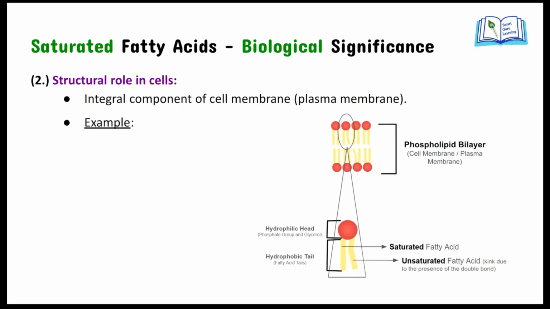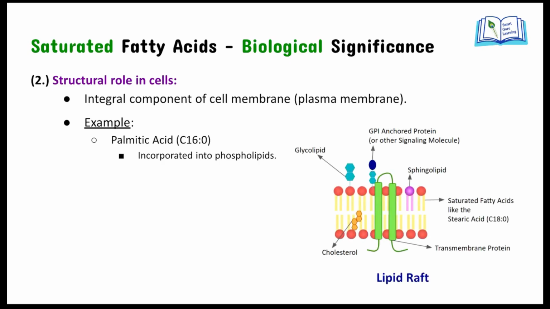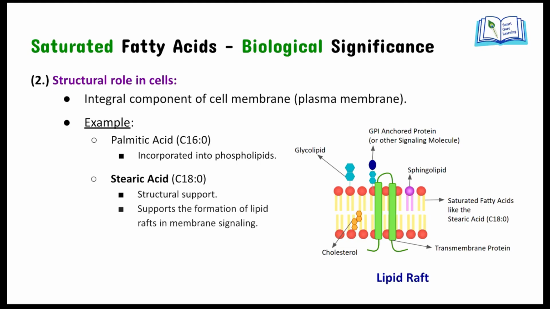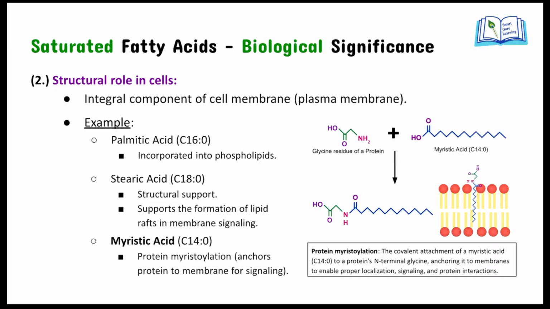For instance, palmitic acid is incorporated in phospholipids like the phosphatidylcholine. Stearic acid supports membrane structure and affects the formation of lipid rafts in membrane signaling. Myristic acid is involved in protein myristylation, which anchors protein to membranes for signaling.